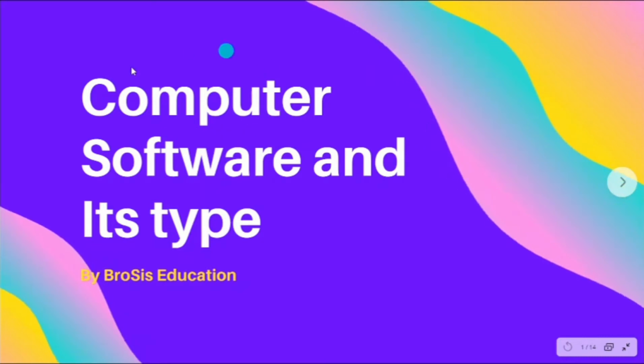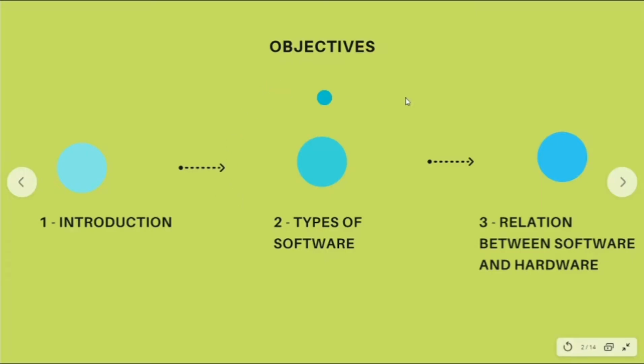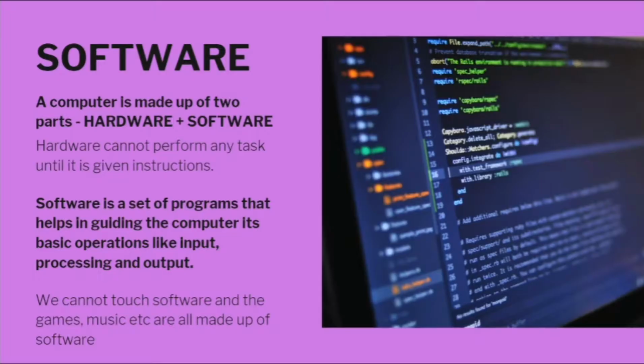So today we will be talking about computer software and its type. The objective of this video is to cover the introduction: what is software, what are the types of software, and what is the relation between software and hardware. So let us start by defining what is a computer. A computer is basically made up of two parts, that is hardware and software.